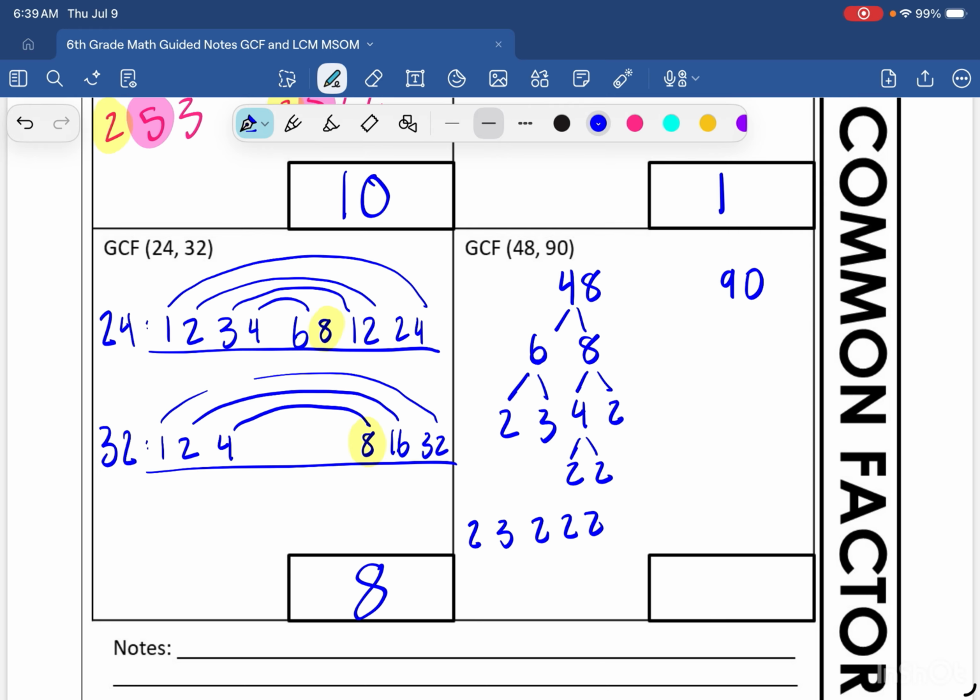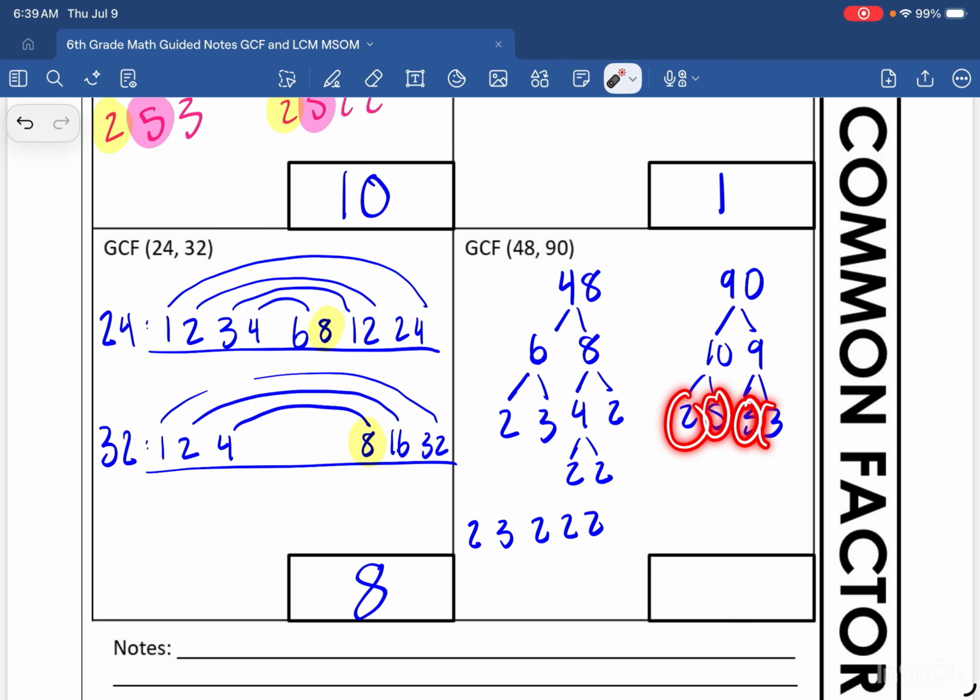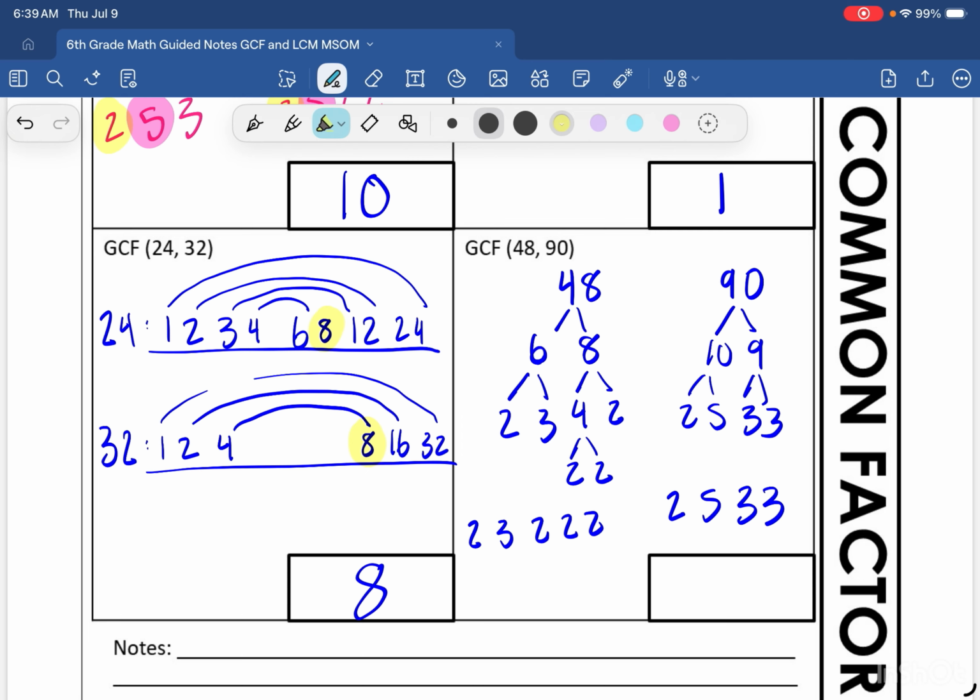And then for 90, I'm going to go 10 and 9. 9 is going to be 3 and 3. 10 will be 2 and 5. So I have 2, 5, 3, and 3 as my prime numbers. All right, let's look at the pairs. I have a pair of 2's, and I have a pair of 3's, and that's it. No more pairs. So 2 times 3 is 6. The greatest common factor of 48 and 90 is 6.